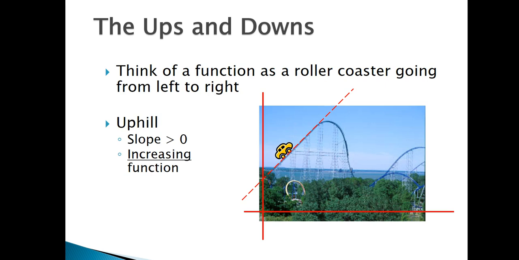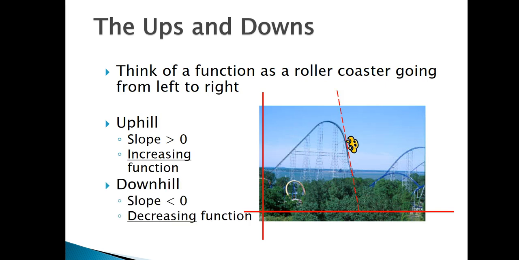When a function is going uphill, in other words, when the slope is greater than 0, we say that is where the function is increasing. It's going up, it's increasing. Where a function is going downhill, that's where the slope is less than 0. That's where a function is decreasing. That's the fun part of a roller coaster. And where a function is neither going uphill nor downhill, in other words, where it's flat, we would say that's where the function is constant.